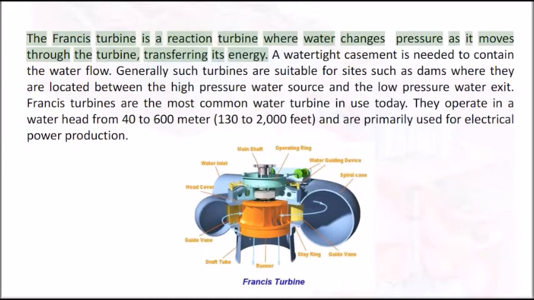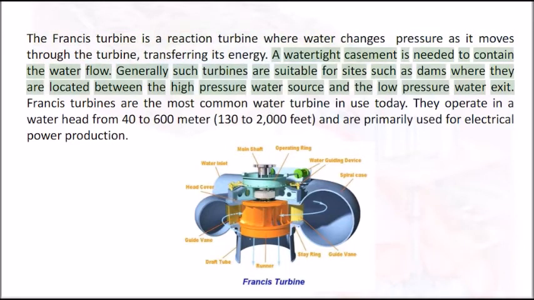The Francis turbine is a reaction turbine where water changes pressure as it moves through the turbine, transferring its energy. A watertight casement is needed to contain the water flow. Generally, such turbines are suitable for sites such as dams where they are located between the high-pressure water source and the low-pressure water exit.